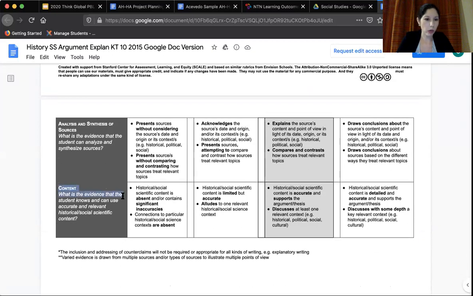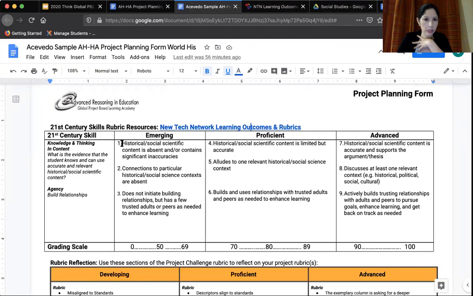And so it says, what is the evidence that the student knows and can use accurate and relevant historical, social, scientific knowledge? And so I actually pulled these 3 columns for my rubric, and they're the same ones. I just pasted them into here. So I have historical, social, scientific content is absent or contains significant inaccuracies, would be emerging. Connections to particular historical, social science contexts absent, or proficient. Historical, social, scientific content is limited but accurate.